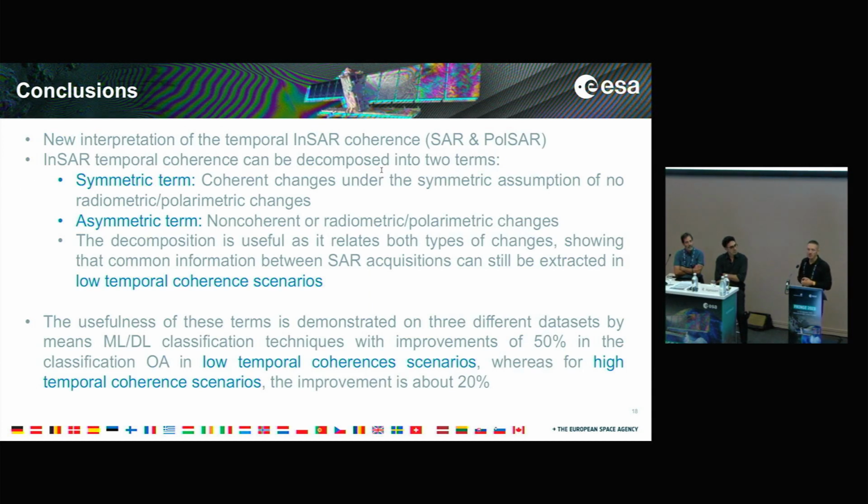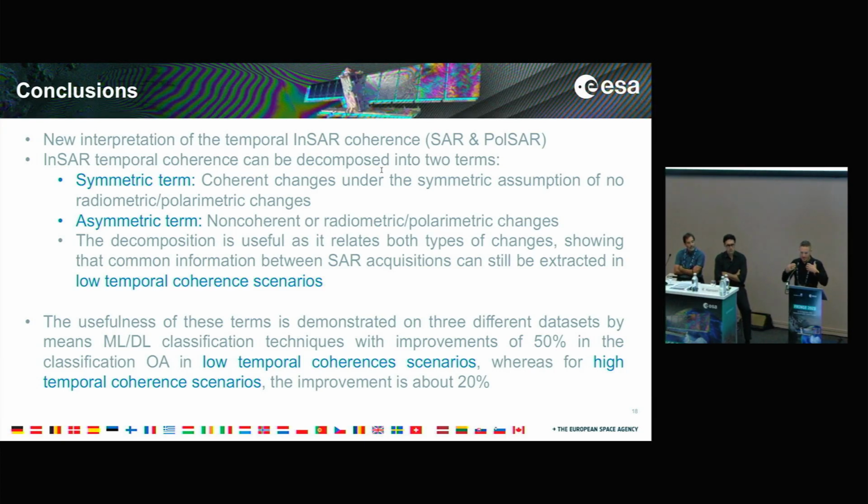So just to close, we have presented here a new interpretation of the temporal coherence. We have two terms: a symmetric term that basically takes into account the coherent changes under the symmetric assumption of no radiometric changes, and a second, asymmetric term, which accounts for the departure from this symmetric assumption. We have seen that this asymmetric term is especially useful when we face low coherence scenarios. In our group, we are still not aware of all the implications of the asymmetric term. We just use classification to see the information content. So there are many other applications where we could apply this technique.